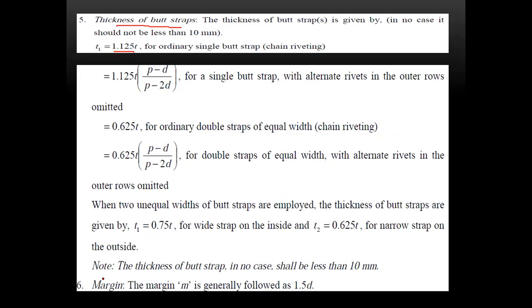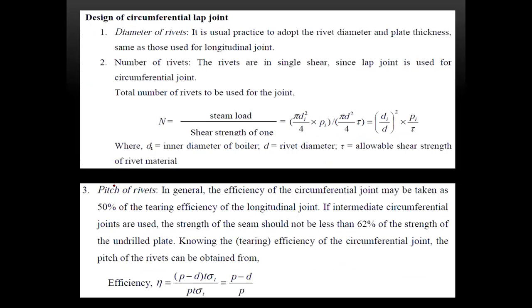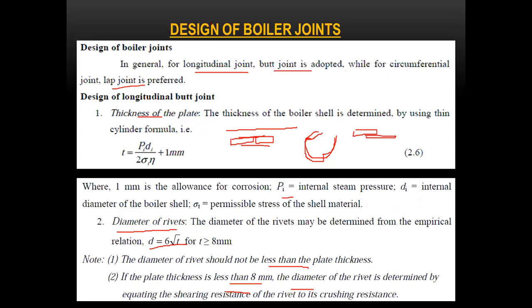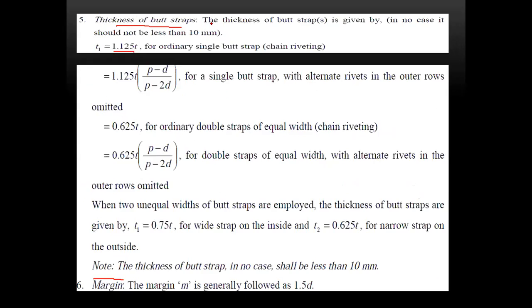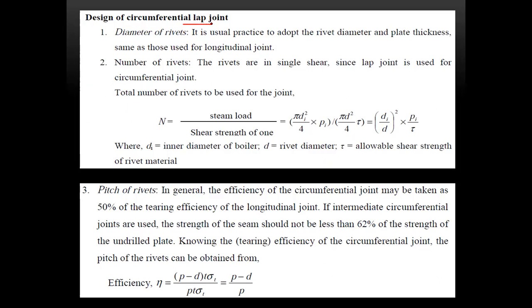Next one is margin. The margin is determined by m, that is equal to 1.5 d. Next, design the circumferential lap joint. ఇందాక మనకి డిజైన్ ద లాంగిట్యూడినల్ బట్ జాయింట్ తీసుకున్నాం. ఇప్పుడు మనం లాంగిట్యూడినల్ ల్యాప్ జాయింట్ డిజైన్ చేస్తే సేమ్ the diameter of the rivets, the number of rivets, n is equal to steam load by shear strength of the one.